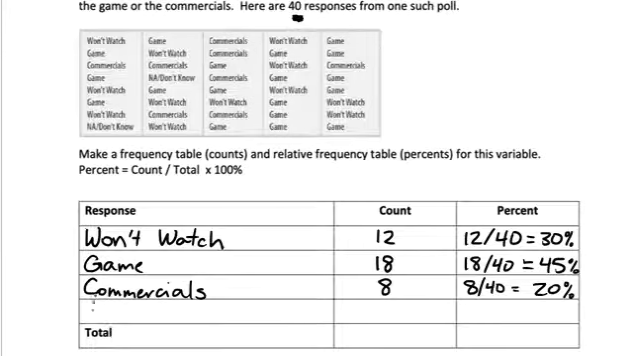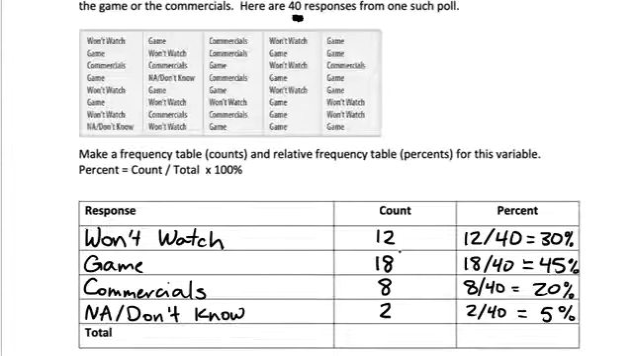And lastly, there were a couple of people who said either NA or don't know. So they didn't know exactly what they were going to do or what they were interested in. There were 2 people that gave that response, so the count is 2. 2 divided by 40 is 5%.